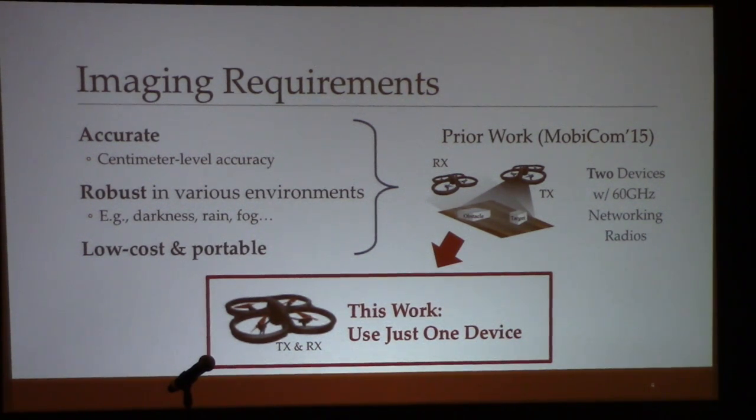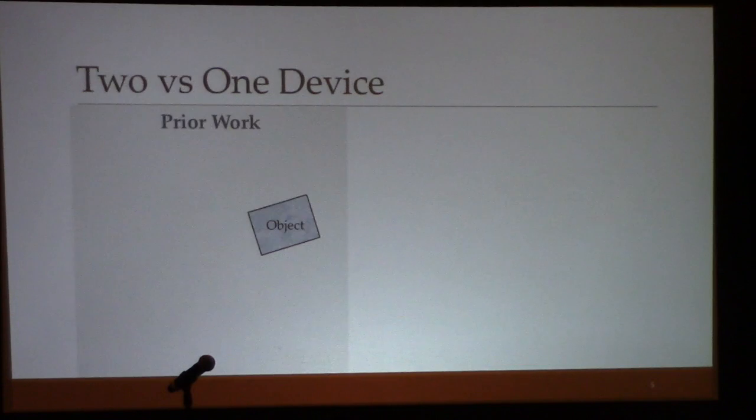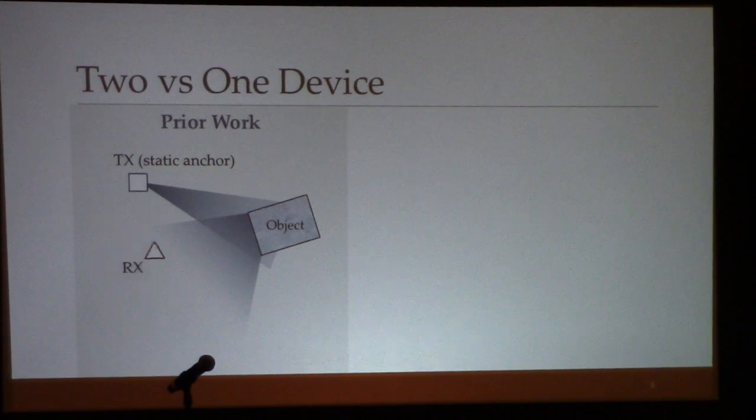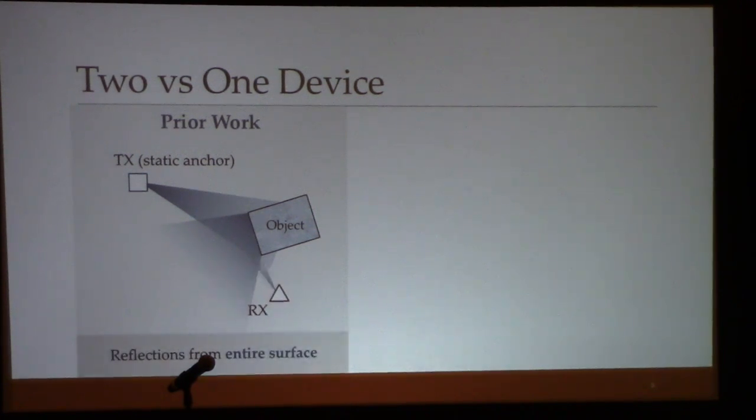But what does it mean to use one device? It means that the transmitter and the receiver have to be close together. They're now co-located. This makes the system much harder than before because previous algorithms don't work anymore, because co-locating the radios will change the reflection conditions. Let me show you. Previously, the transmitter would stay static as an anchor point, so the receiver can move meters away from the transmitter and capture many reflections. Here, the receiver will get the reflections from the entire object surface.